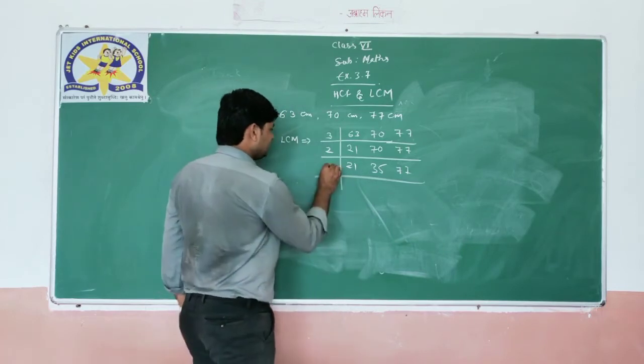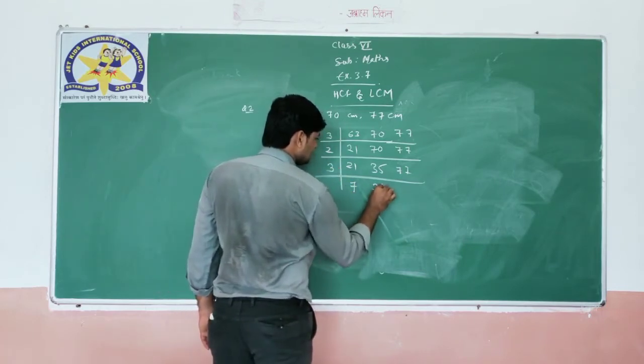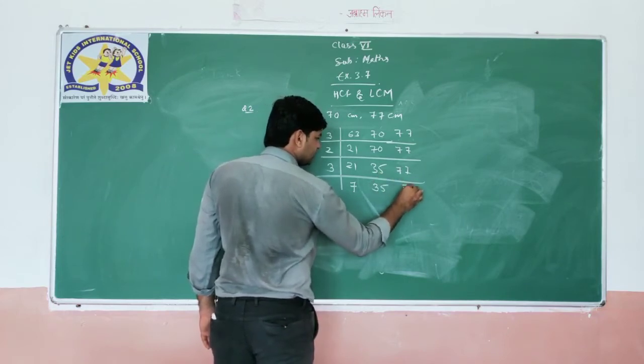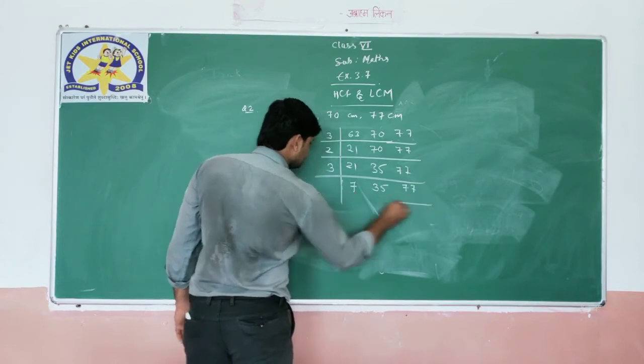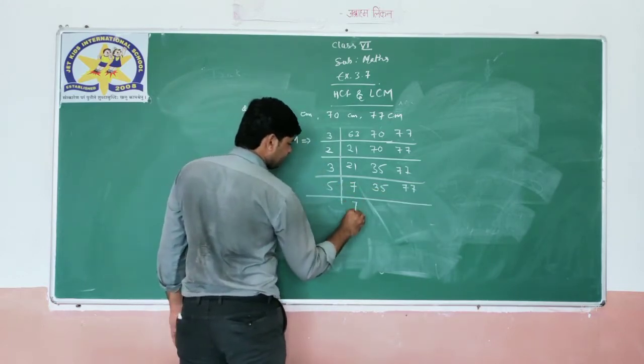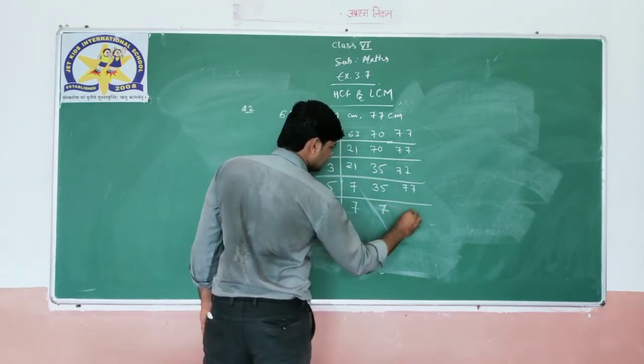It is divisible by 3. 3 7s are 21. It is not divisible by 3 again, and it is also not divisible by 3. Then it is divisible by 5. 5 7s are 35, and it is 5 5s are 25, and this is 7.